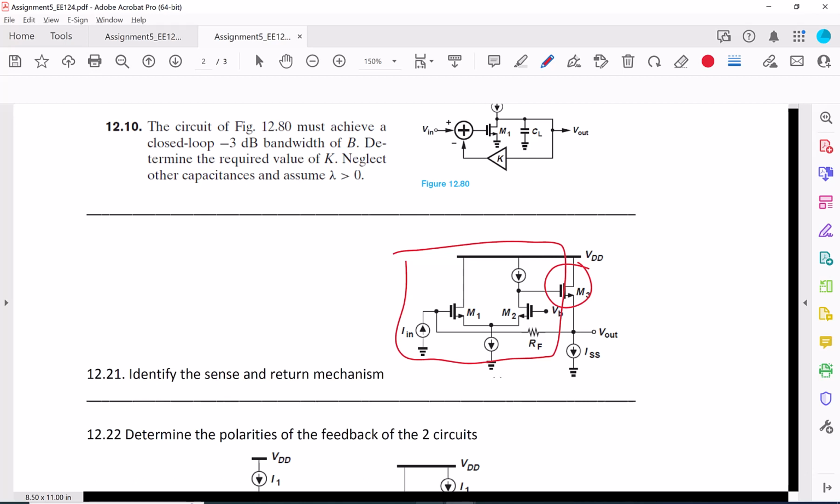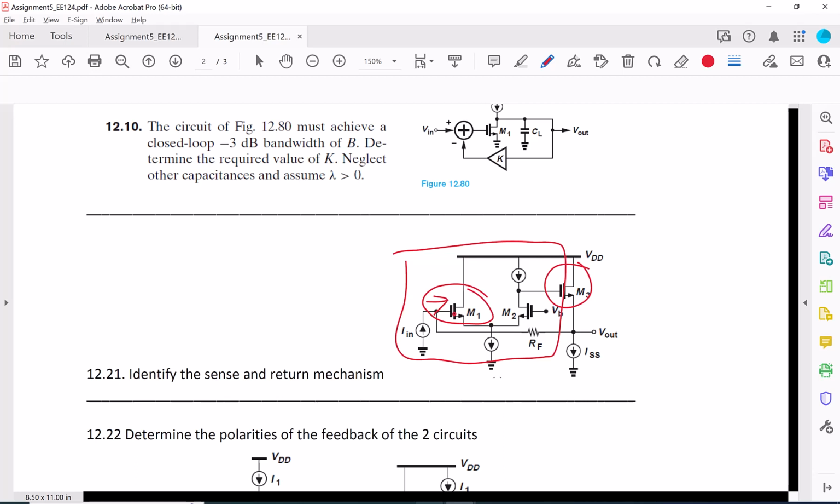So we start from here, right? If this is the input, then where's the output? Where's the output for this action? What I'm trying to say is, let's say if I ask you to find the feedback, right? Positive, negative. How will you do? You need to start from here, and then where's the output of M1? Source. So what type of amplifier does this look like? Looks like source follower, right?